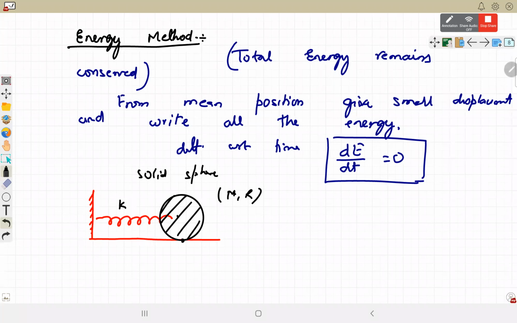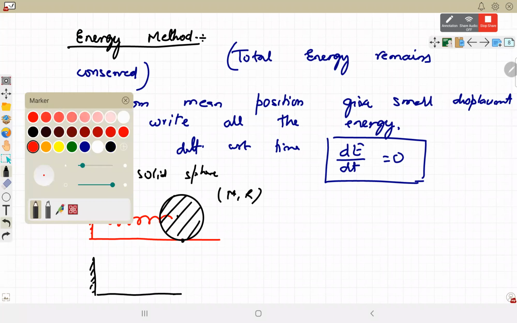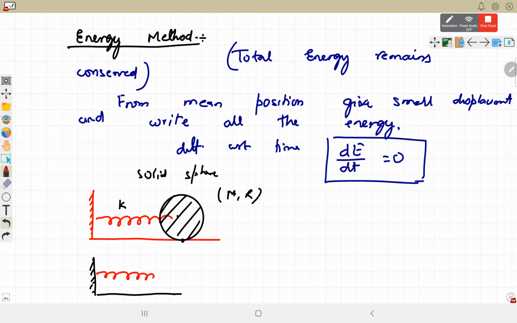So this is the mean position. Displace it a little from here. If we give it a small displacement, since it is rolling, it will have linear motion as well as rotation, translation and rotation. The first energy that will come is the spring potential energy, because the spring is elongated. The center of mass of the sphere will acquire linear velocity, and along with that it will start rotating about the center. There will be friction also, but that friction will be static friction, because at that point of contact there is no velocity.